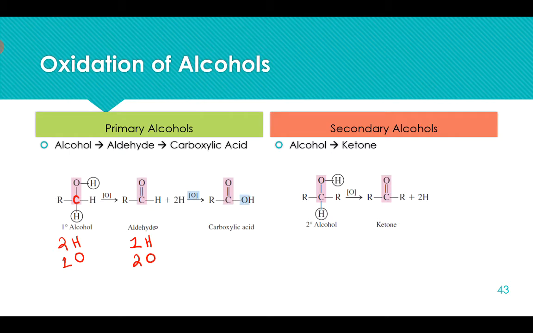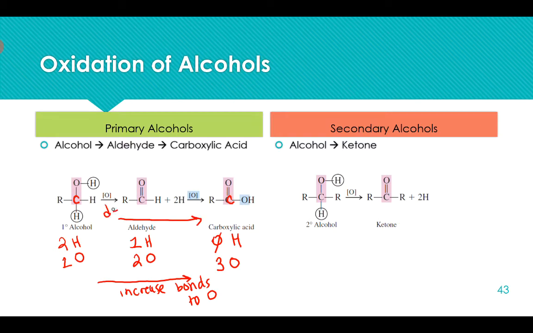Now we can oxidize our aldehyde because we still have a hydrogen here that can be removed. Once we oxidize this, this carbon here has 0 bonds to hydrogen, and now it has 3 bonds to O. And so the oxygen counts increase: bonds to O increase, bonds to H decrease.